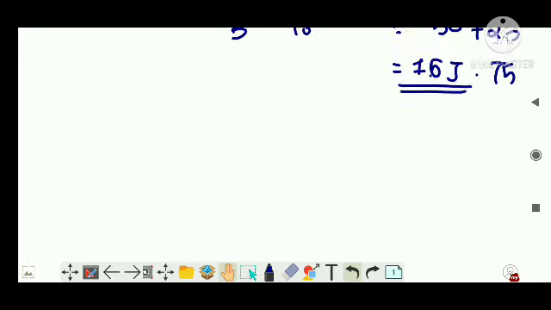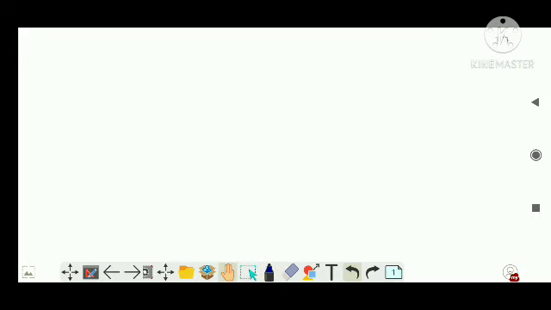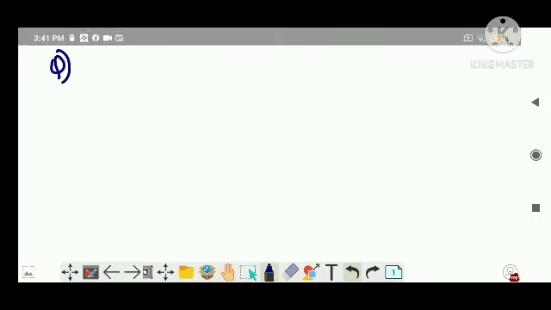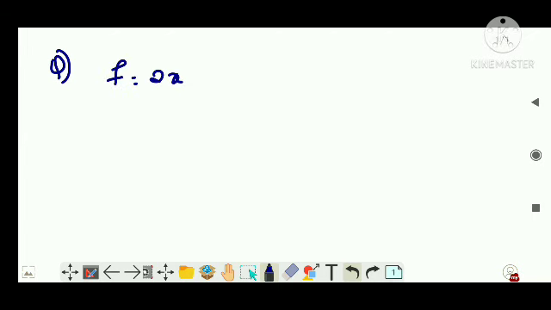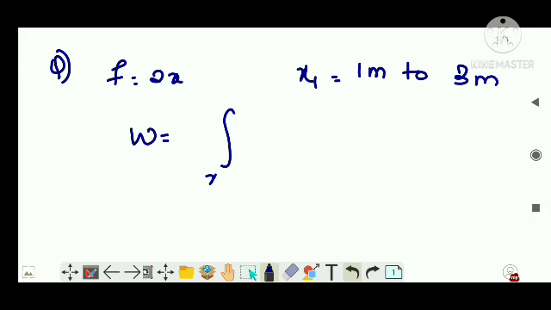Now the question: we introduced variable force by starting with the question F is equal to 2x, right? We had stopped here and I told you we have some calculation pending. We were told that the force is 2x and the work done is asked when the displacement is from x1 equal to 1 meter to 3 meter. How would you do it? You know, work is equal to the integral from x1 to x2.